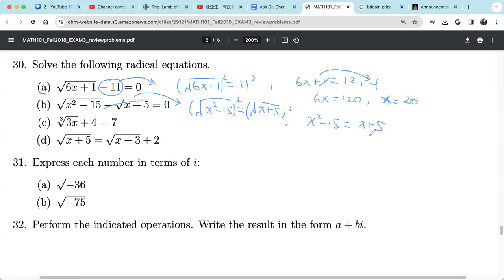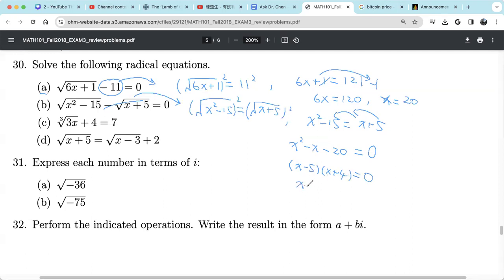Quadratic equation, we want to make the right-hand side to be 0. That means we want to move x and 5 to the other side. Move x to the other side becomes negative x. Move 5 to the other side becomes negative 5. Negative 15 minus 5, that's negative 20. Now we can factor this, like x minus 5, x plus 4. 2 factors of negative 20 add up to negative 1. They have to be negative 5 and 4.